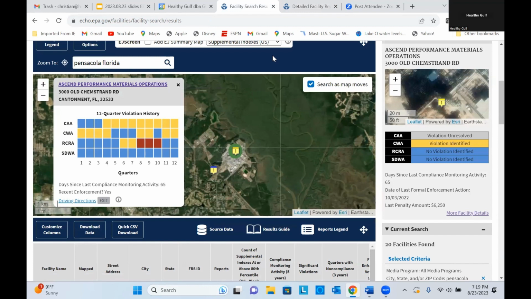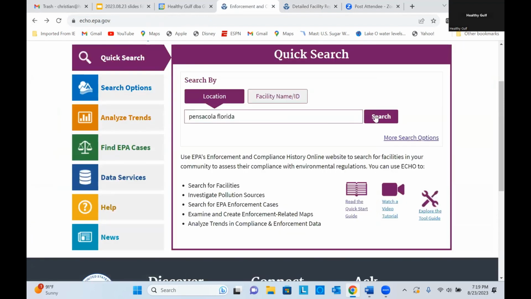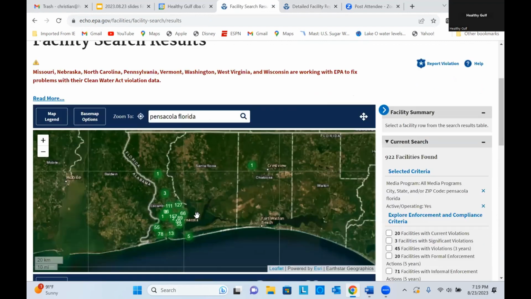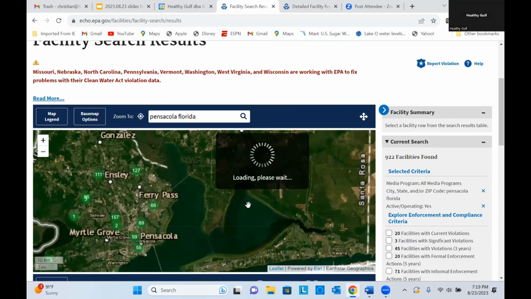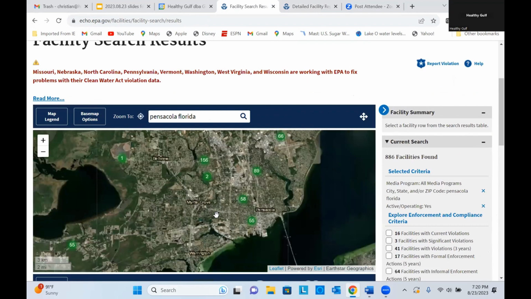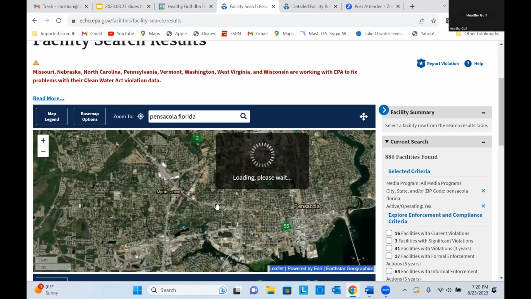That's a good place to start, is look around to see who's in compliance, who isn't, how many facilities are around, which ones are major, which ones are minor, and just use it that way as a first glance. And then you can start digging in deeper if you find something that's problematic.